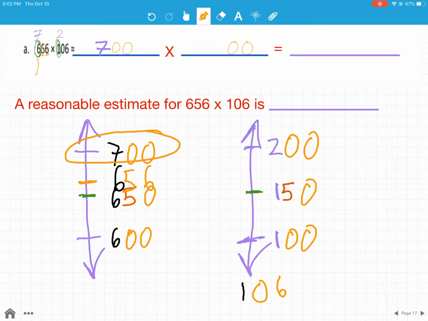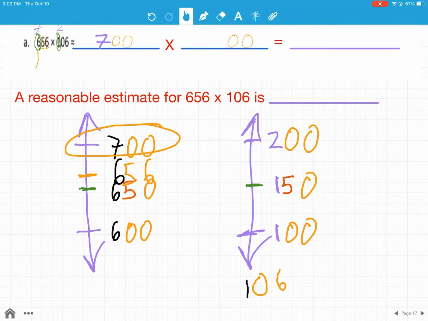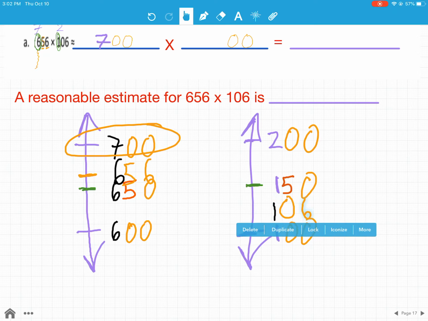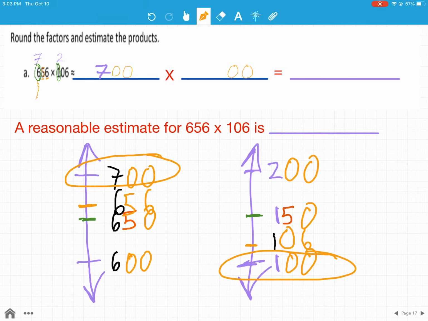Alright, so we know that the 1 is greater than the 1, but we're going to take the 1 and the 10 and compare them to the middle. Is it greater than 15? No, it is less than 15, so this number is going to go here. And we have 100. So we're going to round this to 100.